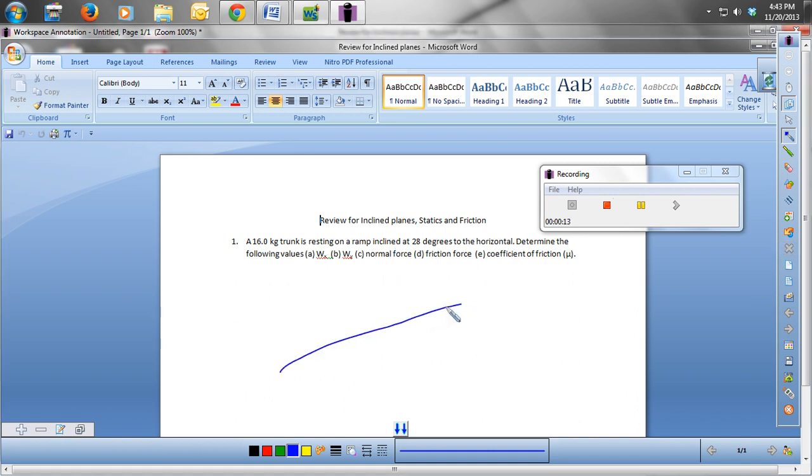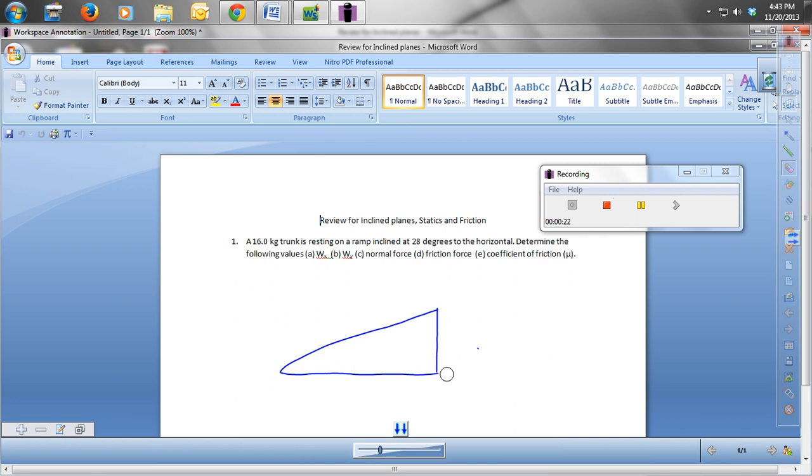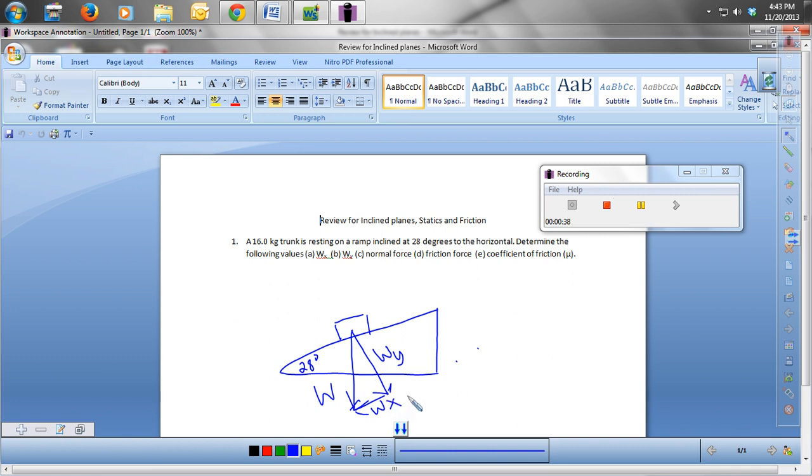Alright, so what I know is I have a ramp. The ramp is inclined at 28 degrees. I have a trunk resting on it. It has weight W. The weight is made up of WY and WX. WX is the part of gravity that's trying to slide it down the ramp. WY is pushing into the ramp. The ramp is responding by exerting a force called a normal force.